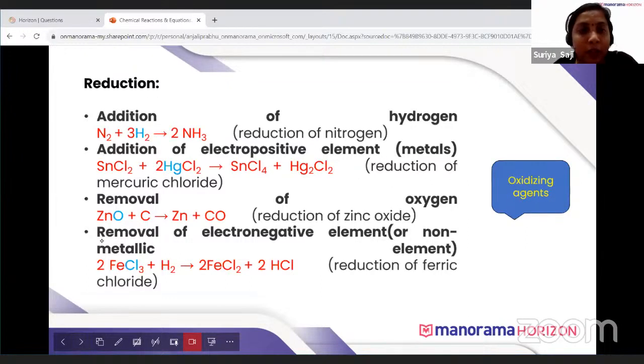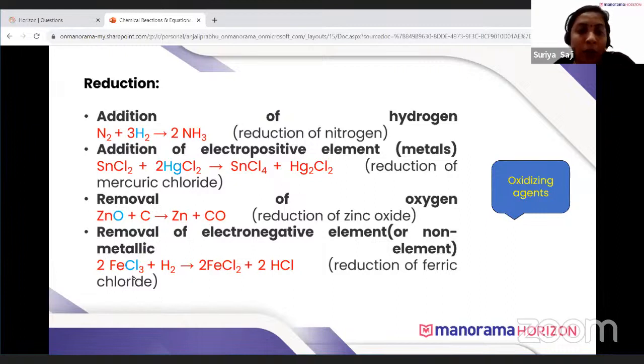So in reduction, we can see addition of hydrogen. If hydrogen is added, that is reduction. Similarly, addition of an electropositive element. Hg, mercury, is electropositive, a liquid metal. So SnCl2 plus HgCl2, we will get SnCl4. Sn is tin. That is reduction of mercury chloride. Then if we are removing oxygen, ZnO, zinc oxide, from zinc oxide we remove oxygen and we get zinc and carbon dioxide. Similarly, if you are removing any electronegative or non-metallic element, it is considered reduction.